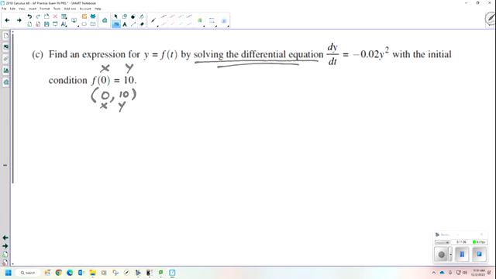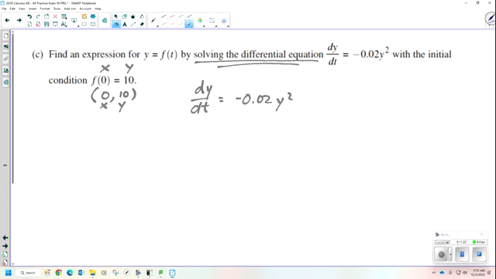And in this case, anything that's not a y, like a general number, and dt go on the other side. And then I integrate both sides. So let's start with dy/dt equals negative 0.02y squared.